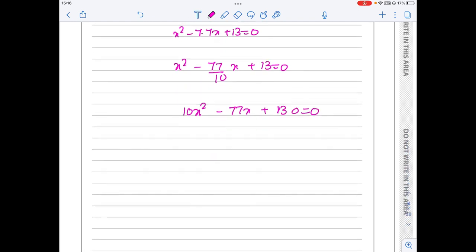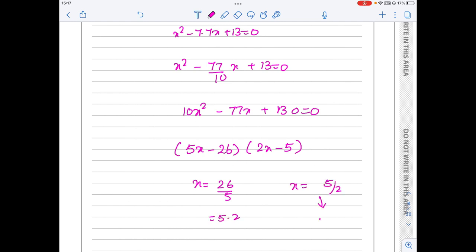So now we have to factorize it. Upon factorization, what do I get? It will become 5x minus 52, I'm directly writing the factors, and 2x minus 5. 5x minus, it may be 26. 5x minus 26 and 2x minus 5 equals 0. So x equals 26 upon 5, which is 5.2, or x equals 5 upon 2.